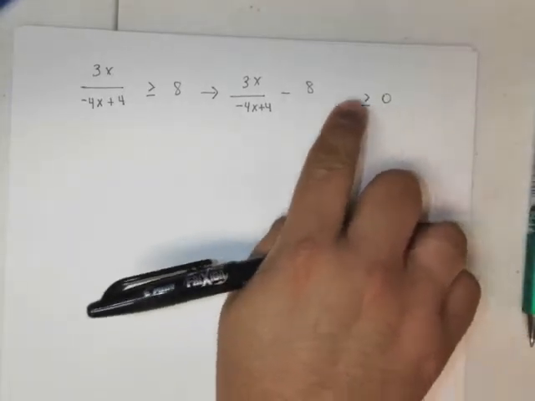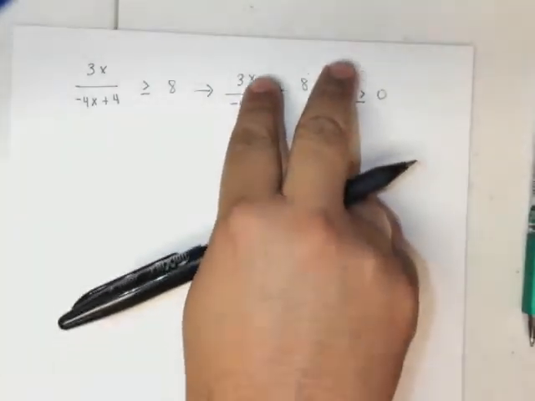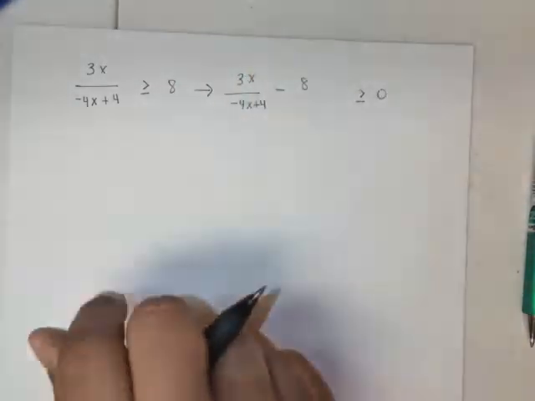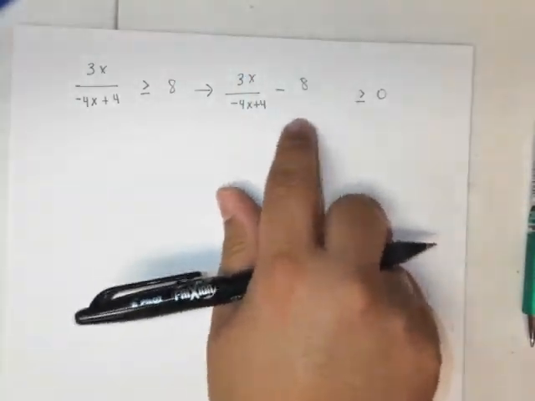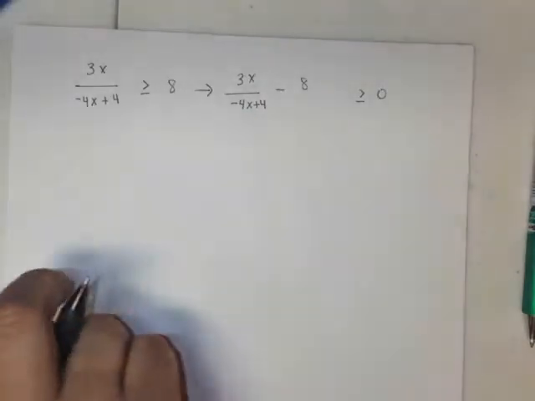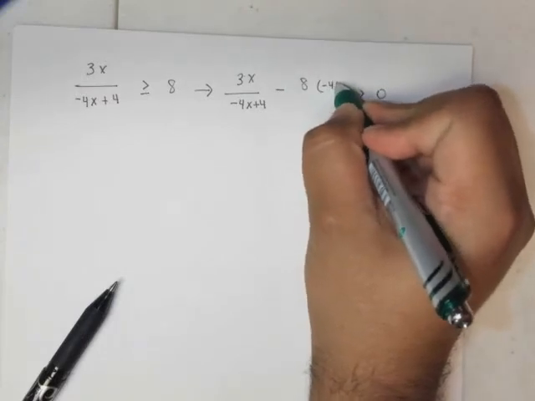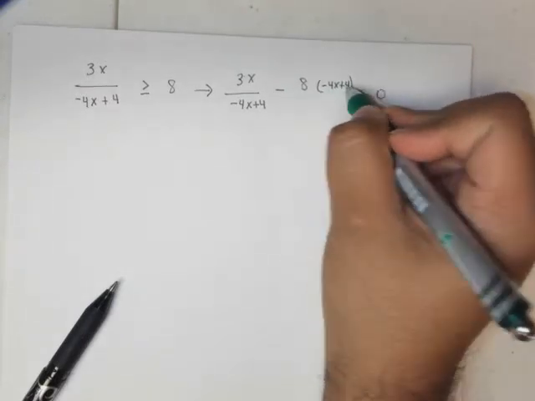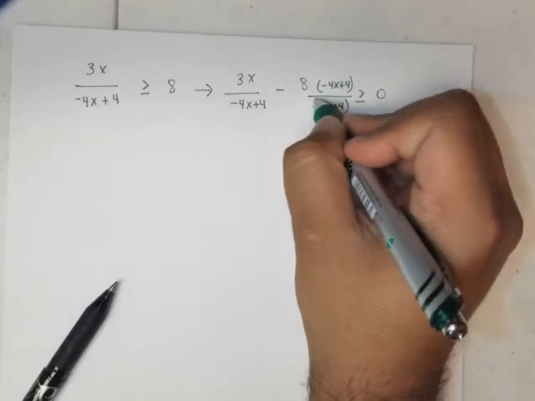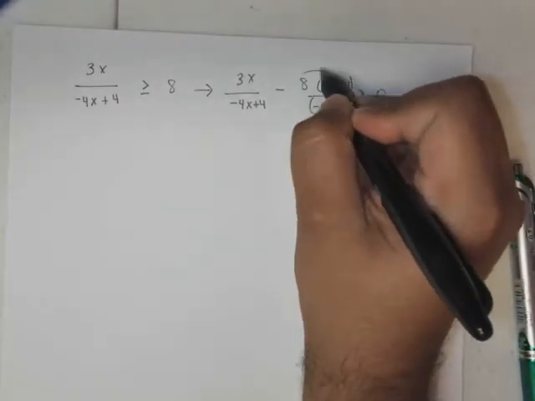Okay, now the next thing we need to do is combine these two. So in order to do that, think about this. We're subtracting fractions. What do we need? If you said common denominator, you're right. We need a common denominator right here. So the only denominator I see right here is the negative 4x plus 4. So I'm actually going to multiply this 8 on the top and the bottom by the negative 4x plus 4. There we go. We have that as our denominator, and now all we need to do is distribute.